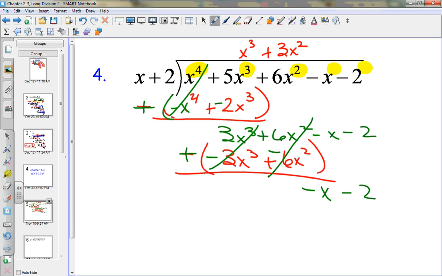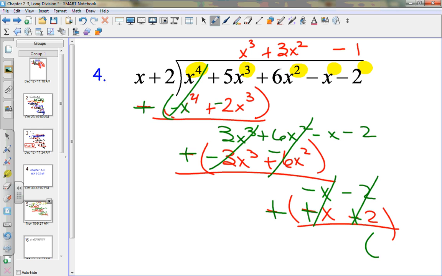Negative x minus 2. Now, what do I multiply x by to get negative x? Minus 1. So that minus 1 comes down here. So negative 1 times the x is going to be negative x. Negative 1 times 2 is negative 2. What am I doing? Subtracting a quantity. So that's going to give me plus, plus, plus. That's gone. That's gone, and I'm left with a 0.